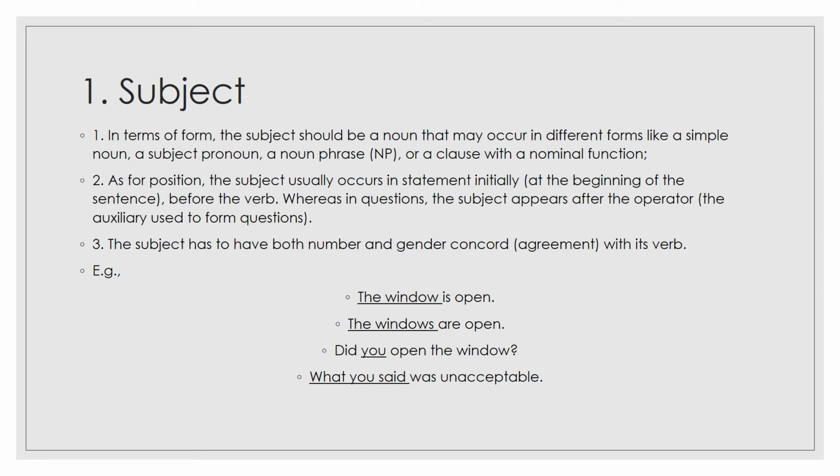So from answering the previous three questions, we have come to a complete syntactic definition for the subject, in which we refer to its form, its position, and the specific feature that can help us identify the subject from other elements in the sentence, which is the concord that it should have with its verb.